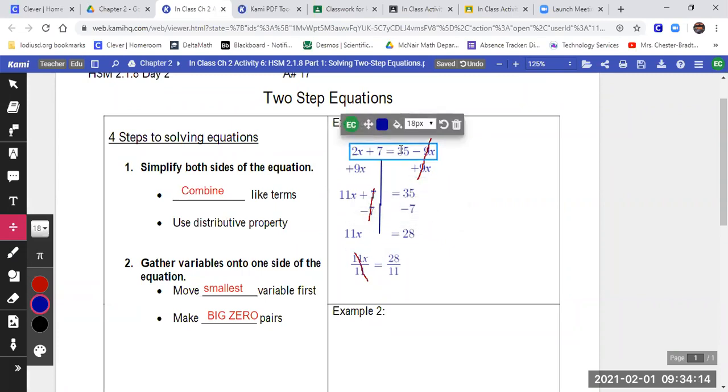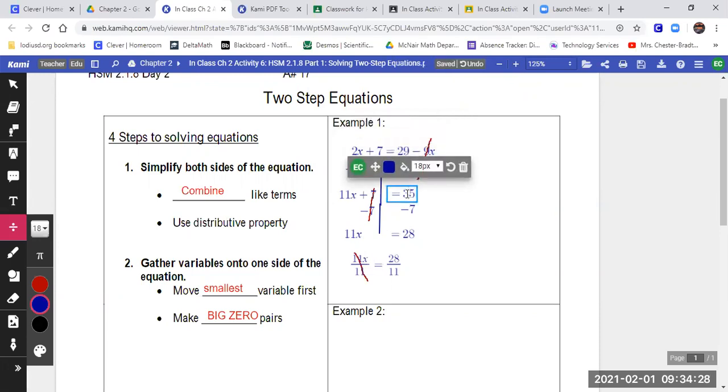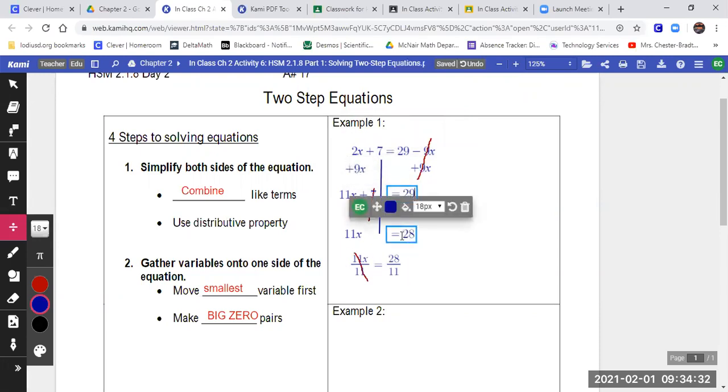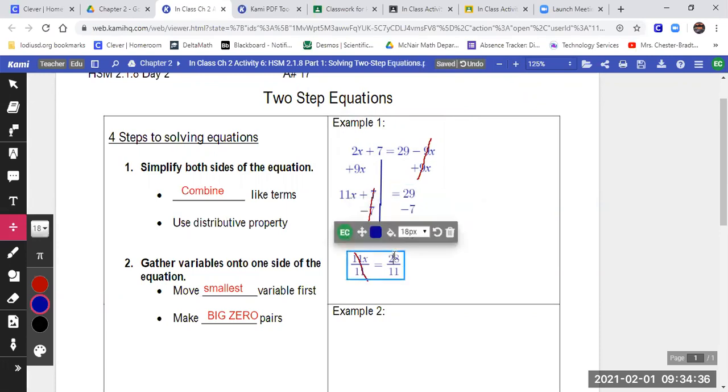We're gonna fix something. I want this to come out more pretty than it's coming out. So we're gonna slightly alter the original problem. We're gonna change this 35 to a 29. So go back and change all your 35s to 29. Because what's 29 take away 7? 22. And 22 is something 11 divides evenly.